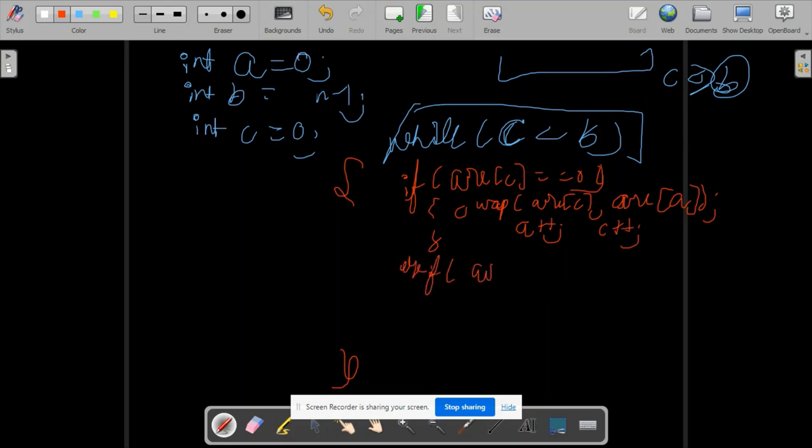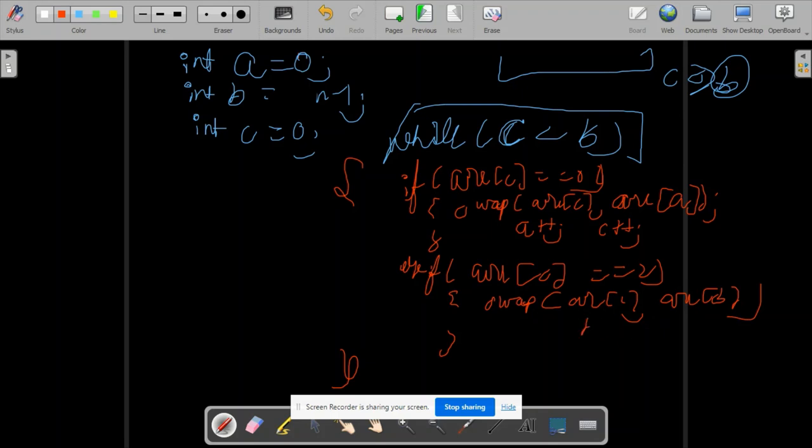Else if ARR of C gets a 2, then this C knows that B is the right person to handle this 2. So it will swap this with B. Swap ARR of C with ARR of B. Now move B backward. Don't move C forward. Why? Because C can still have a 2 in case. It can happen, na? The C can still contain a 2.